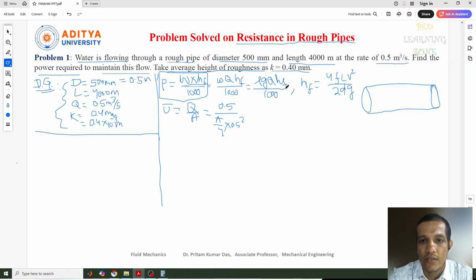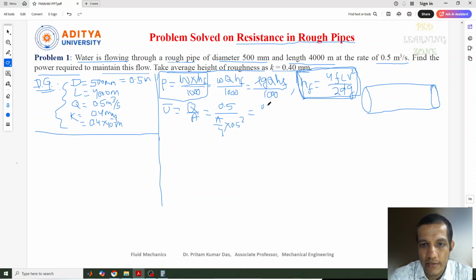Here hf is the head lost due to friction, and hf equals 4 f L v square by 2 d g. This is the loss of energy due to friction, or the Darcy-Weisbach equation, which you have already derived previously. By this we can calculate the hf value. Before calculating the hf value, we need to identify the average velocity u bar, and the other one, f. So let's find this out first.